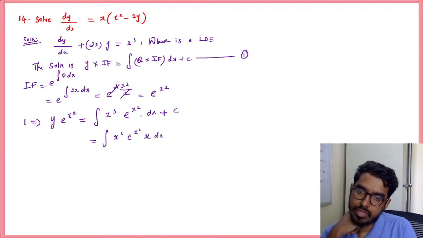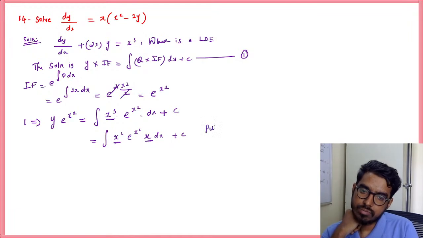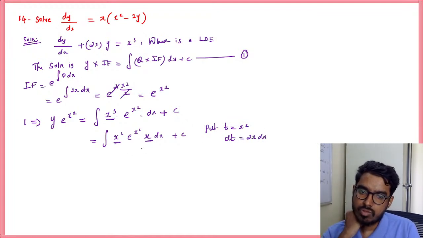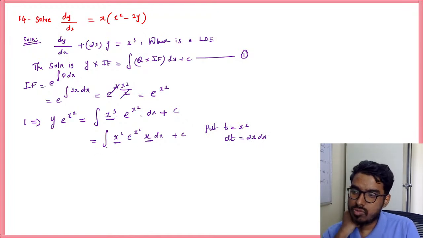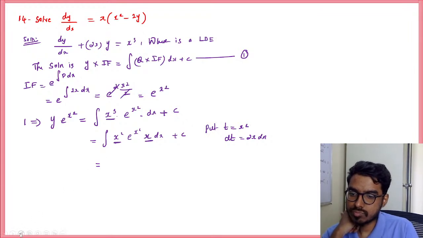To x dx plus, right? I'm just writing this x cube as x square into x. So put t is equal to x square. Therefore, your dt will be 2x dx, right? So 2 is missing, right? So what we'll do is we'll multiply and divide by 1 by 2.